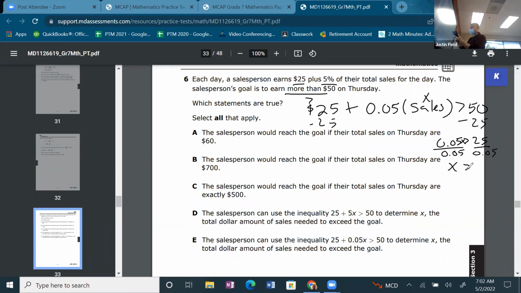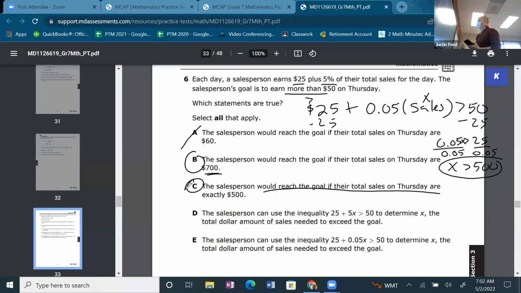So x has got to be greater than 25 divided by 0.05, which is 500. So that means we have to sell more than $500 to reach our goal. So no, A is wrong, but B is right because 700 is more than 500. And would they reach their goal? Yes.